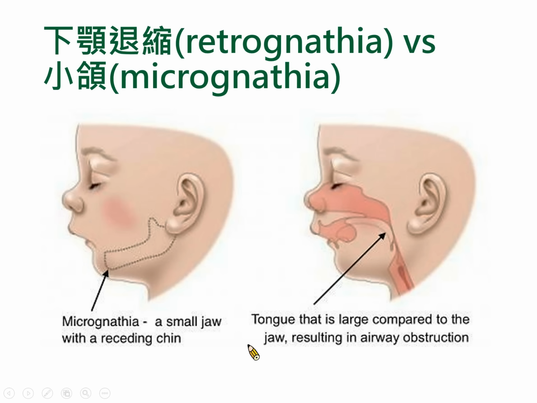Among these children, we have noticed many times that there is retrognathia or micrognathia. What is retrognathia or micrognathia? Retrognathia means there is retraction, a backward position of the lower jaw. We call it retrognathia.